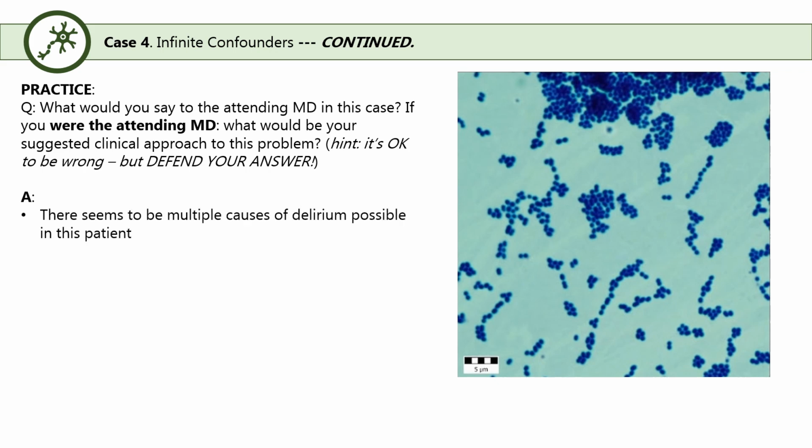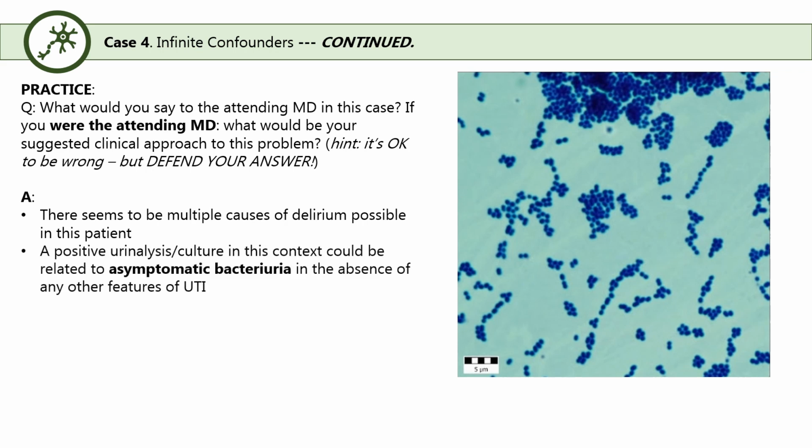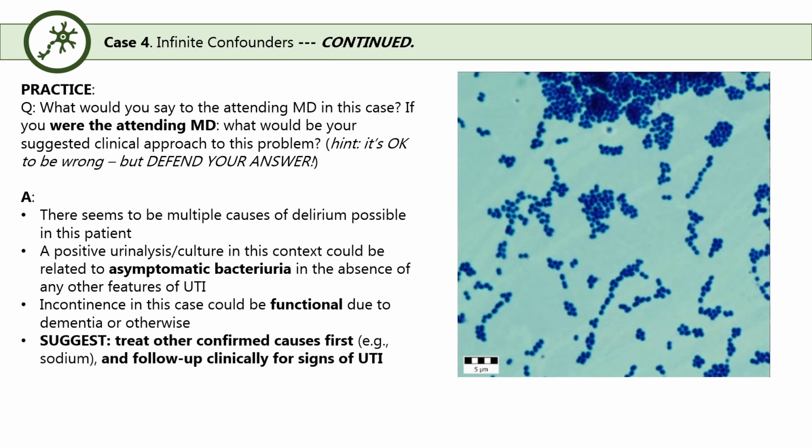I would say there seems to be multiple causes of delirium in this patient, including hyponatremia and clear polypharmacy issues. A positive urinalysis and culture in this context could be related to asymptomatic bacteriuria in the absence of any other features of UTI at all. Incontinence in this case might be functional due to dementia or otherwise. So my suggestion could be, let's treat the known causes of delirium first, hold off of antibiotics which could be harmful, and follow up clinically for signs of UTI.